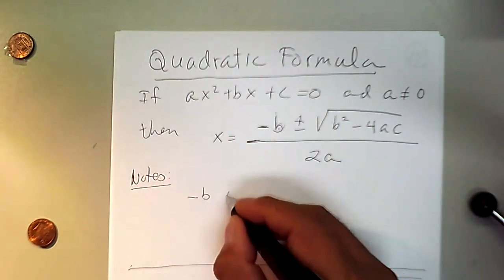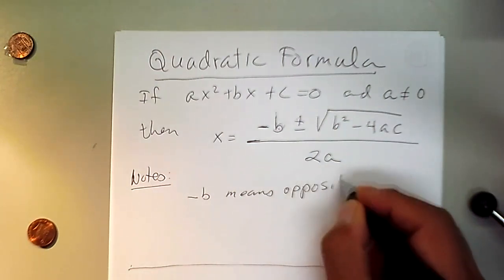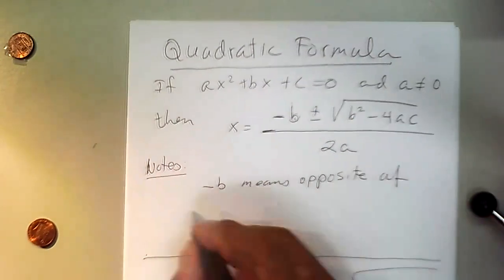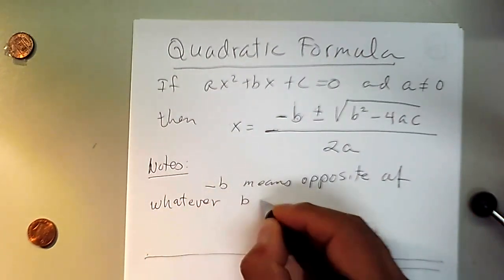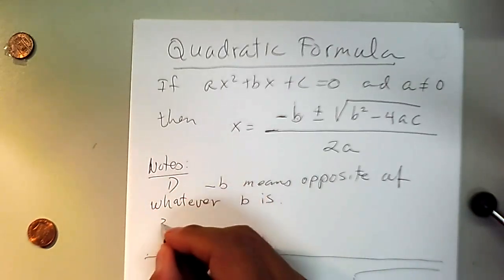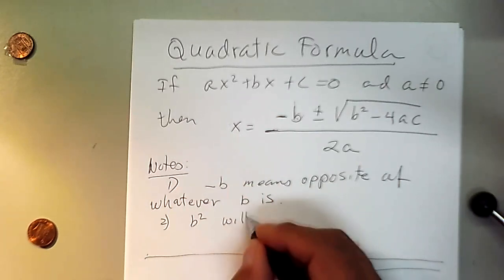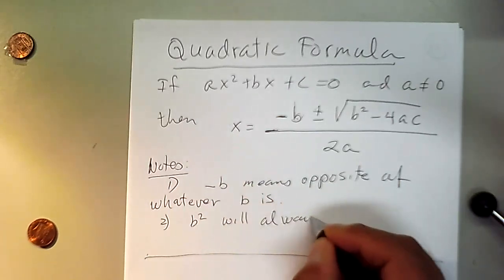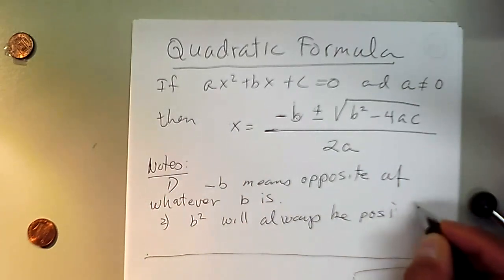Negative b means opposite of whatever b is. So that's note number one. Note number two, b squared will always be positive or zero.